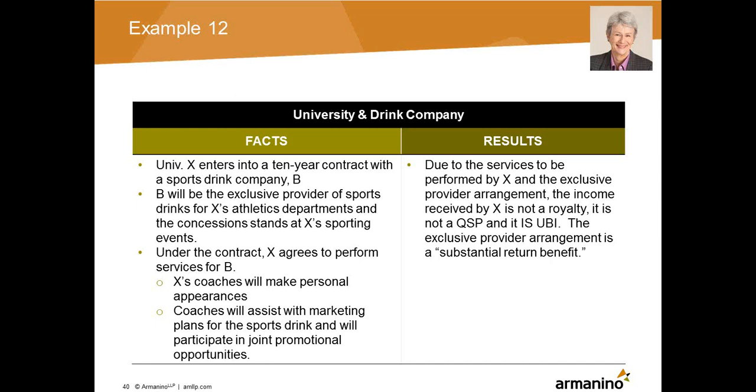A quick note here: when you're structuring these contracts, note that there is a difference between an exclusive provider arrangement and an exclusive sponsor arrangement. An exclusive sponsor arrangement acknowledges the payor as the exclusive sponsor of an activity. So you can say, our gala is exclusively sponsored by X Corporation tonight. Generally, that's not going to result in a substantial return benefit, and you'll still fall within the qualified sponsorship payment exclusion.